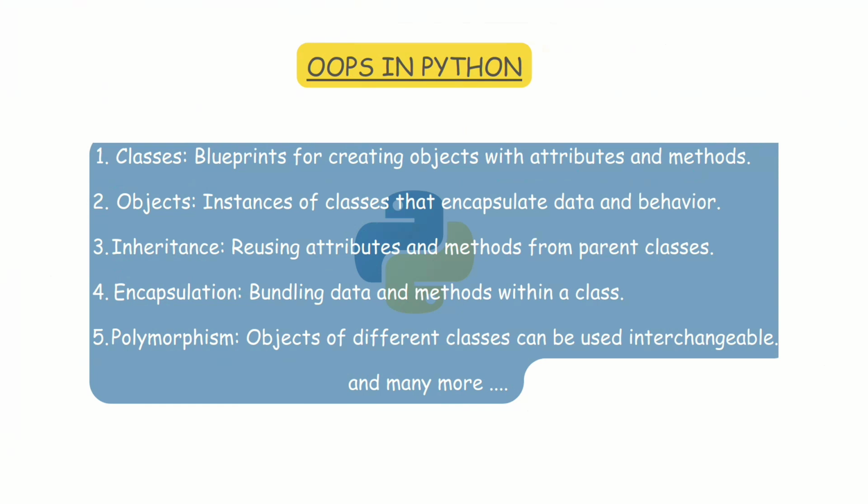So if you have the blueprint or the list, you go to the market and you can bring the groceries. The groceries are then what? The groceries are the objects. The list the mom had given to you are classes, and the groceries you brought are objects.